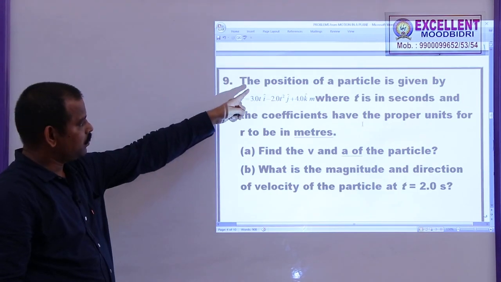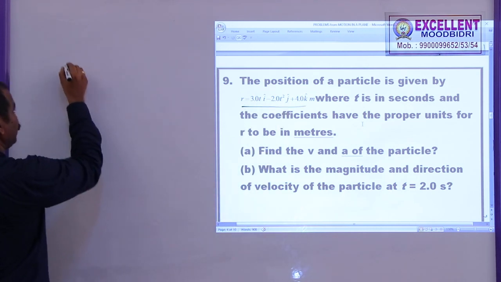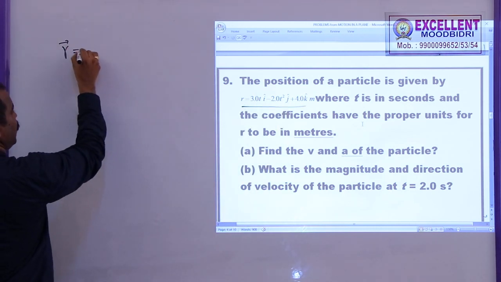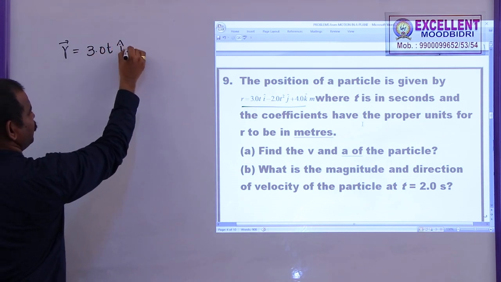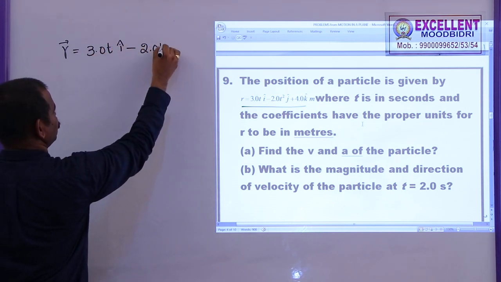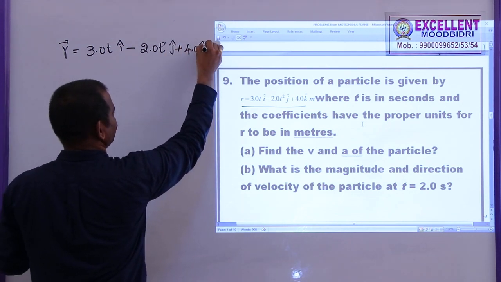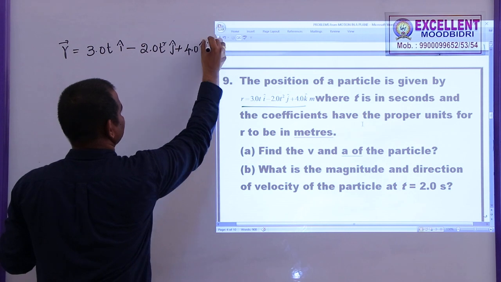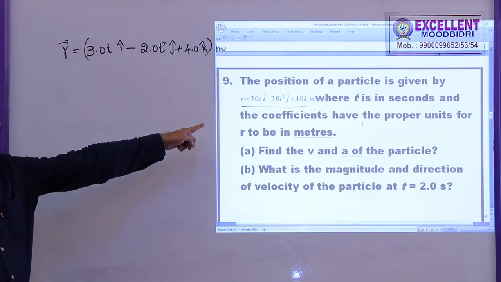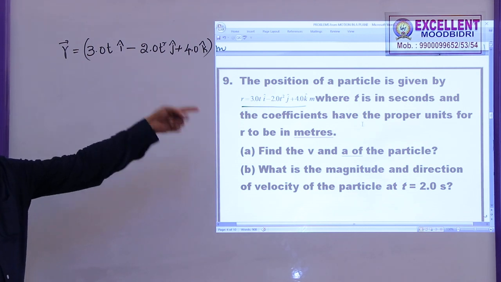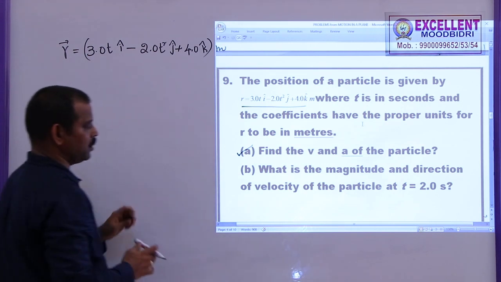Ninth one. The position of a particle is given by r bar is equal to 3.0t i cap minus 2.0t square j cap plus 4.0 k cap meters. So this is a position vector where t is in seconds and the coefficients have their proper units for r to be in meters. Now find velocity and acceleration of the particle.